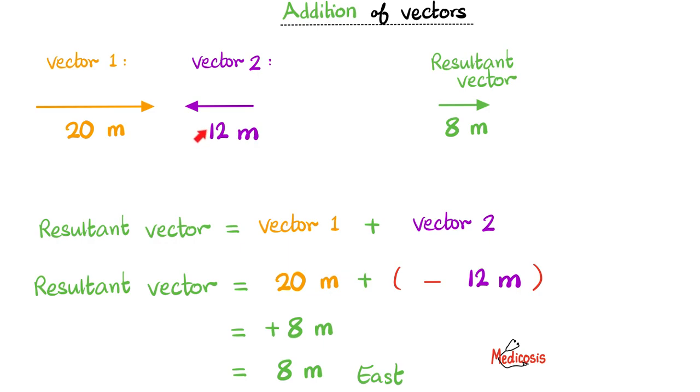20 minus 12 is 8. You can say 20 minus 12, or you can say 20 plus negative 12. It's the same thing. Why does this one take a negative sign? Because it's going west. Why does this one take a positive sign? Because it's going east, just like this one. Positive for east. We can call this addition of vectors or subtraction of vectors.